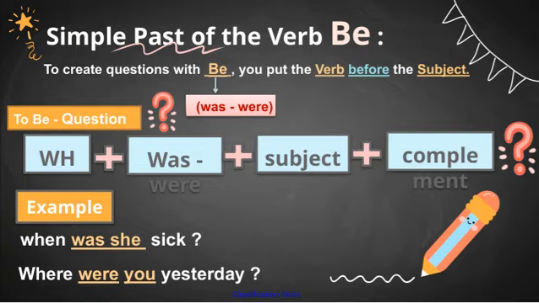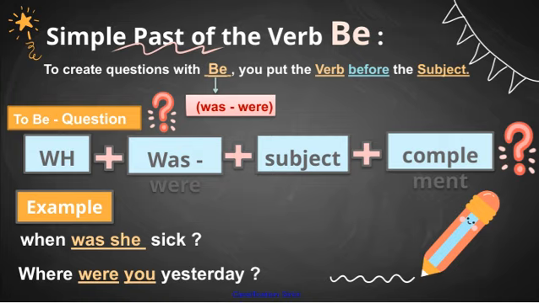Now let's take a closer look at how we use was and were with the word complement. First, remember that was and were are the past tense forms of the verb to be. They are used to describe the subject in the past. When forming questions with to be, the key point is that we put the verb before the subject.